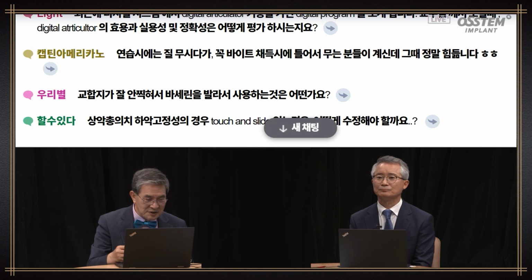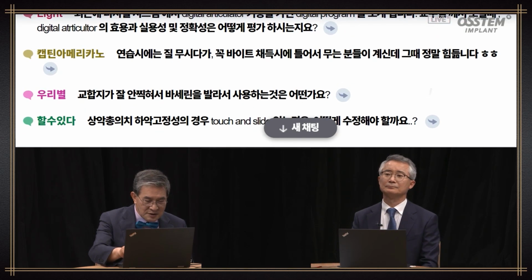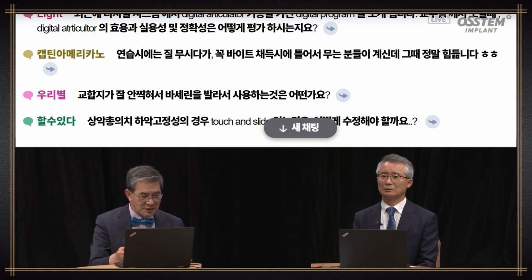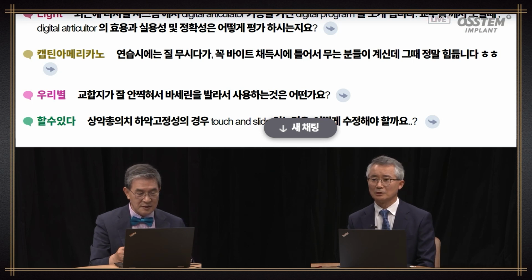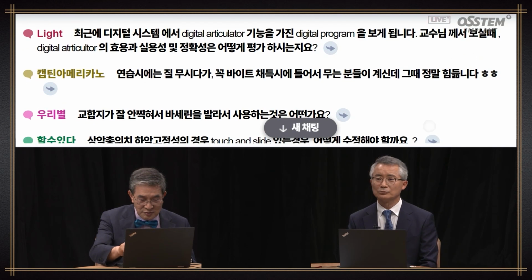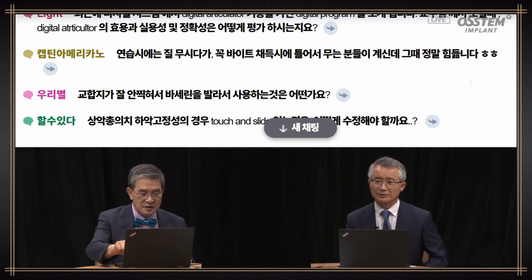Next, in the case of an upper full denture and a lower fixed prosthesis, touch and slide. Wait 1 second. I think the question is how to adjust the touch and slide. Then you need to adjust the upper full denture. If there is a touch and slide, how can we adjust it? Touch and slide can be a major problem and difficult to address.